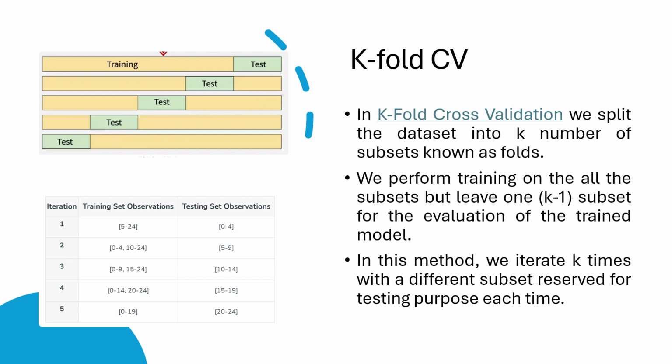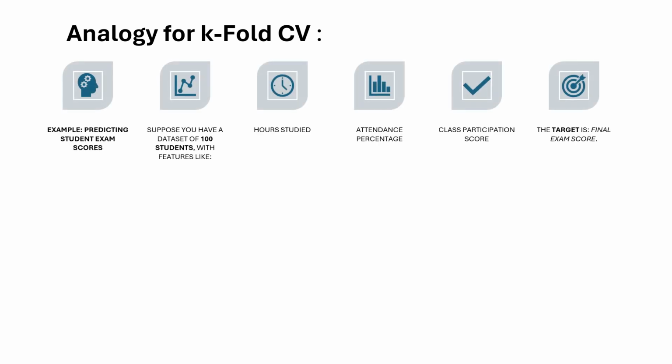So this is an example: training set observation and testing set observation. So the analogy for K-fold CV. Let us take an example for predicting student exam scores. We will assign K equal 5. Let's understand this with an example.